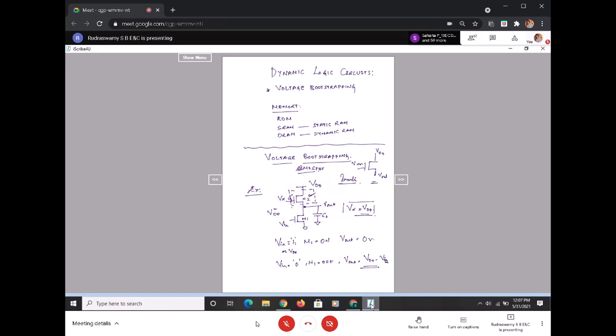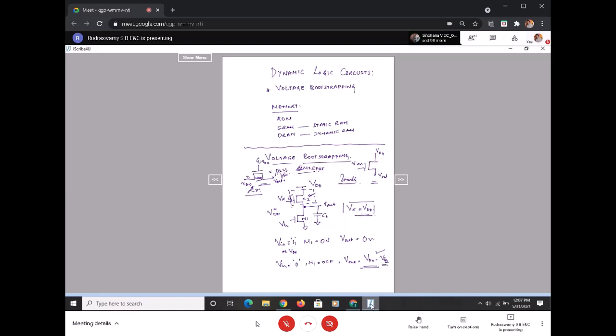If you want, I'll write it in terms of this. Gate is at VDD. Drain is at VDD. The source is nothing but Vout for me now. Tell me, what is this acting as? NMOS transistor. It is simply a pass transistor now, right? And we had seen in a pass transistor, NMOS cannot conduct well, it conducts badly. So that's why you are getting Vout to be something like VDD minus threshold. Hope this is fine now.